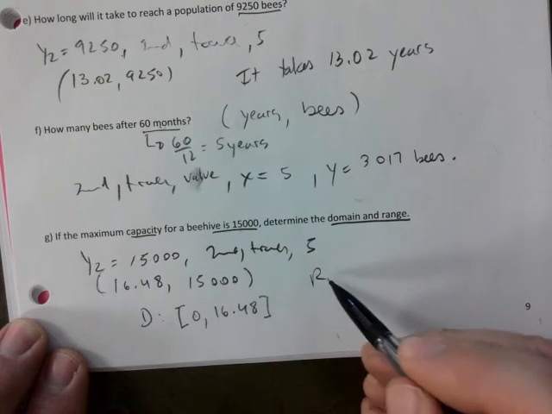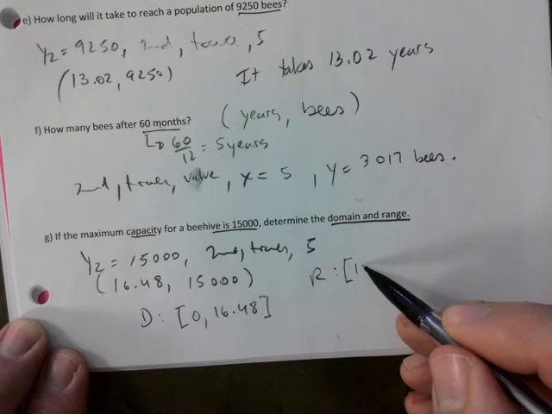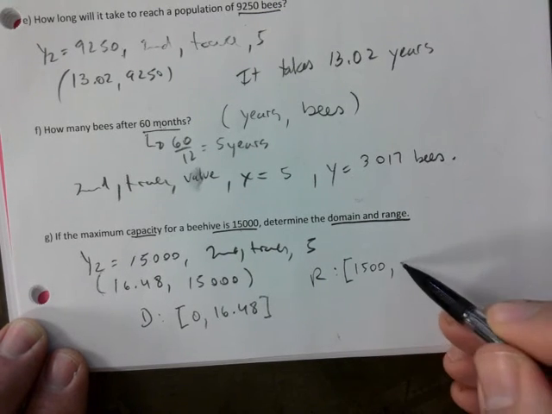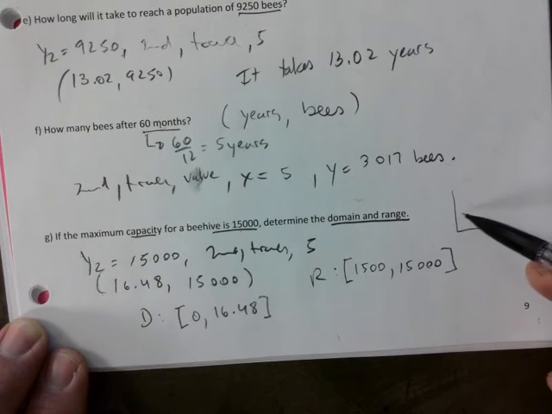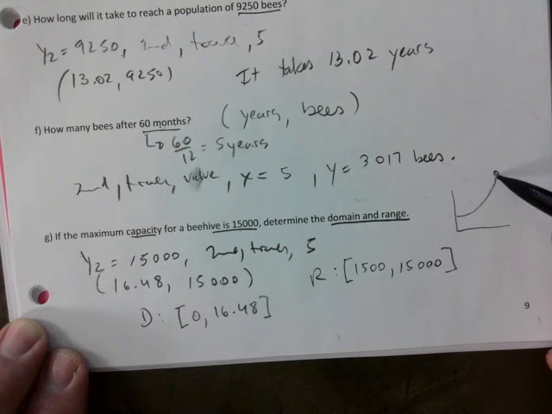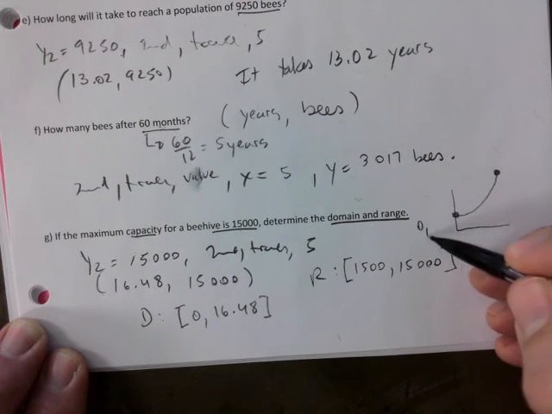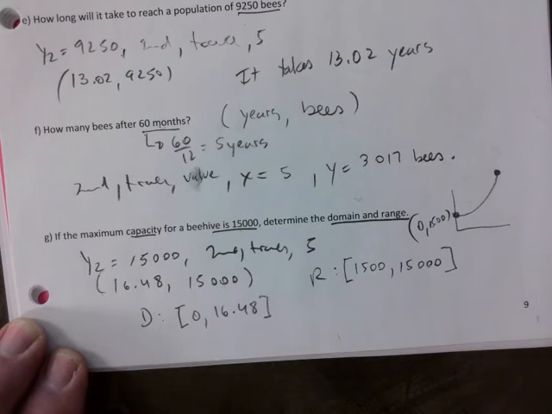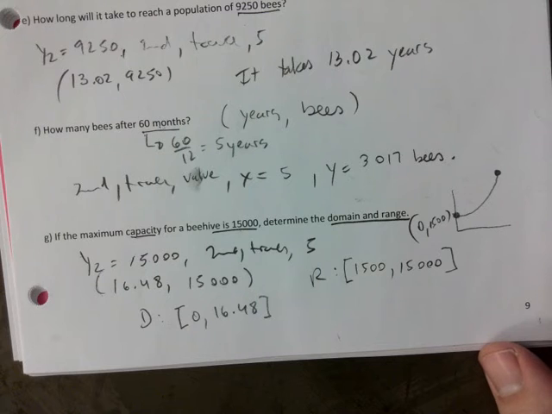My range is going to go from 0, what was my initial population? We had 1,500 bees, right? And we make it all the way to 15,000 bees. So your graph kind of looks like this, and it stops up here. It starts here, right, with 0, 1,500. Sorry, it was like a run through.